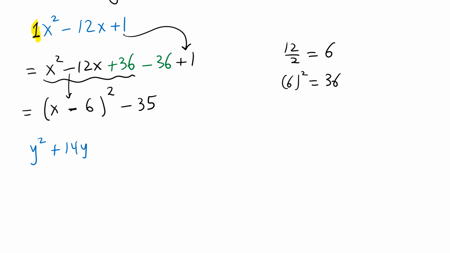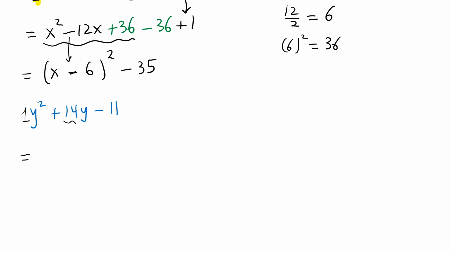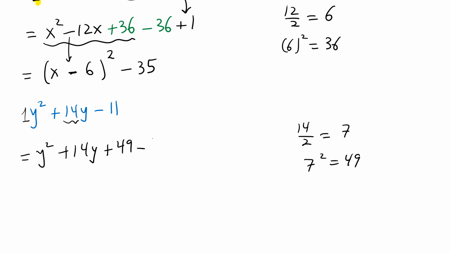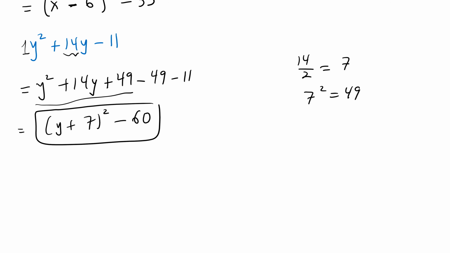We may look at a different example. Let's say y squared plus 14y minus 11. What do we get here? Well, the number in front is 1. So then what we have to do is take this number here, the 14, divided by 2, you get 7. Square it, you get 49. So we are going to add 49 and subtract 49 and minus 11. These go as y plus 7 squared minus 60. That's the answer.